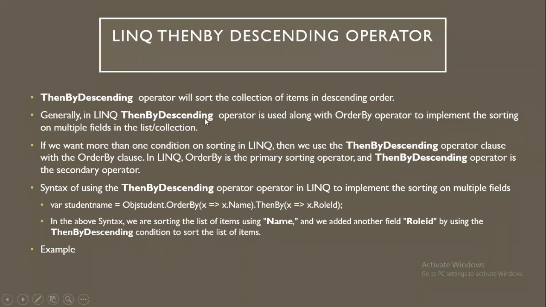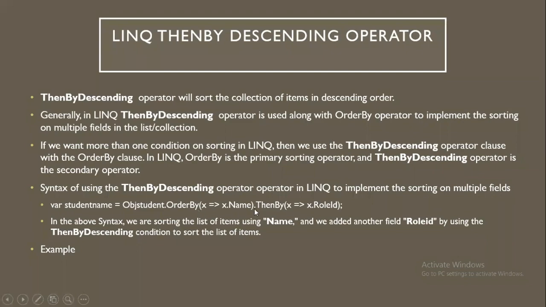Generally in LINQ, then by descending operator is used along with the order by operator. So then by or then by descending, both will use order by. Order by will be in ascending. To implement sorting on multiple fields in a list of collection, if we want more than one condition on sorting in LINQ, then we use the then by descending clause with the order by clause. In LINQ, order by is the primary sorting order, and then by descending operator is the secondary operator.